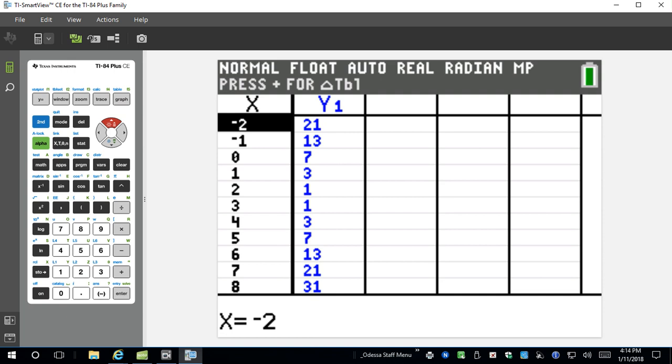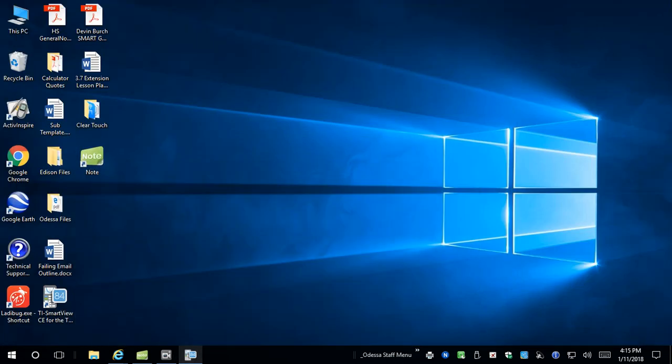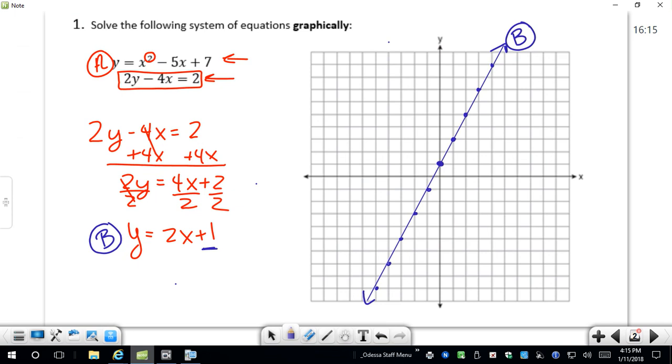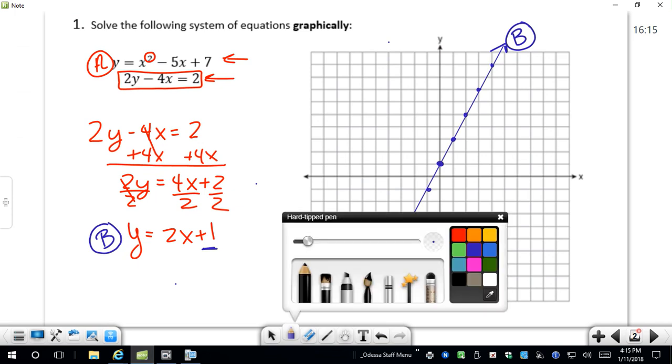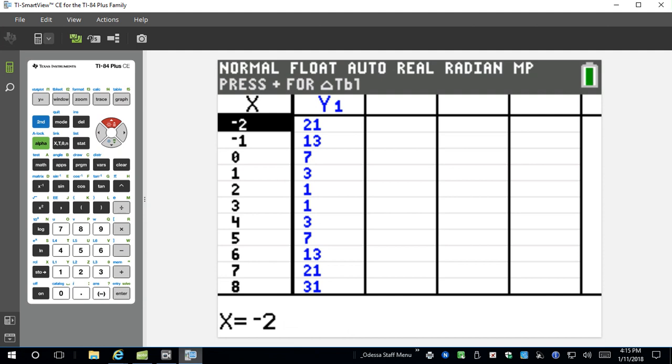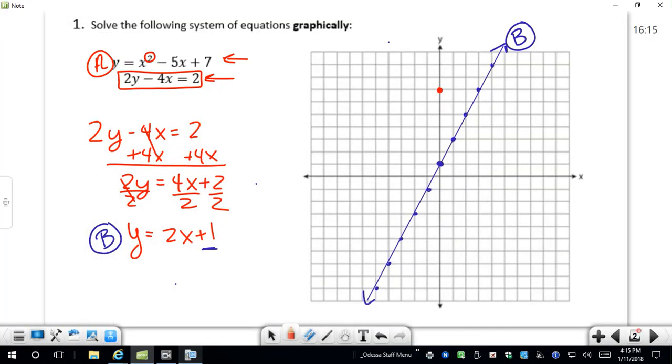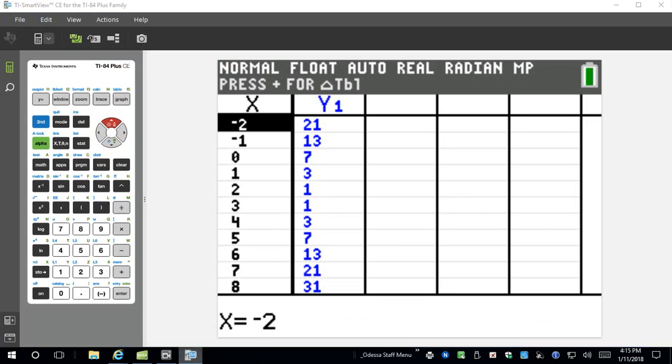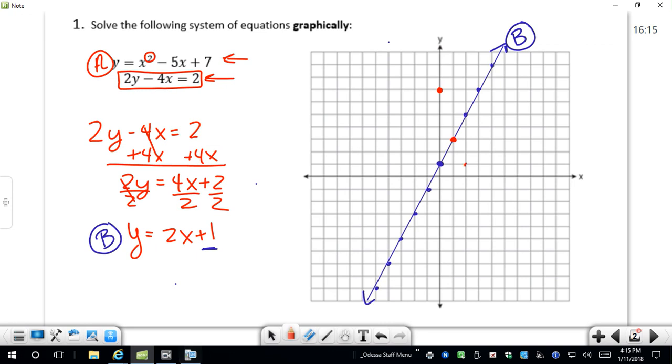Now, I'm not going to be able to fit the 21s on there, and probably not even the 13s, but I can fit 7, 3, 1, 1, 3, 7. So I'm going to start at 0, 7. So there's my first point at 0, 7. My second point is 1, 3. Two, 1. 3, 1. And then, guys, we get that symmetrical pattern here.